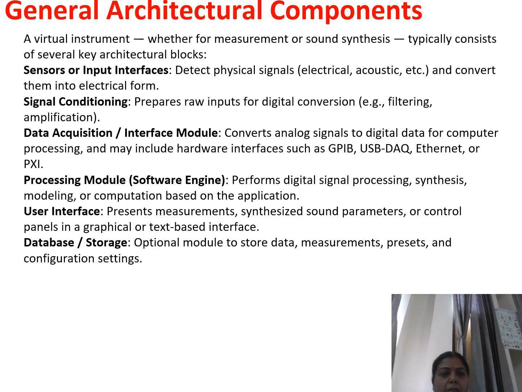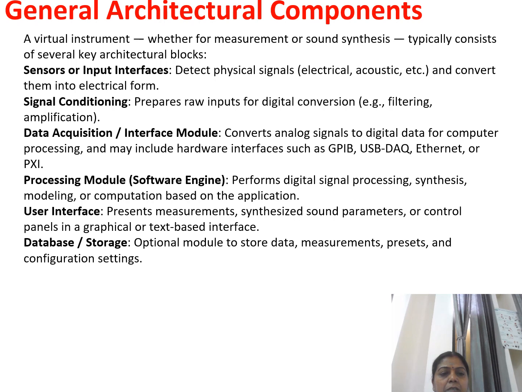In the first one, the sensor or input interface, they detect physical signals, electric or acoustic, and convert them into electrical form. In signal conditioning, the main function is to take the raw input from the sensors and prepare it for digital conversion. In signal conditioning, they perform different functions, either amplification, filtering, linearization, or sometimes isolation.